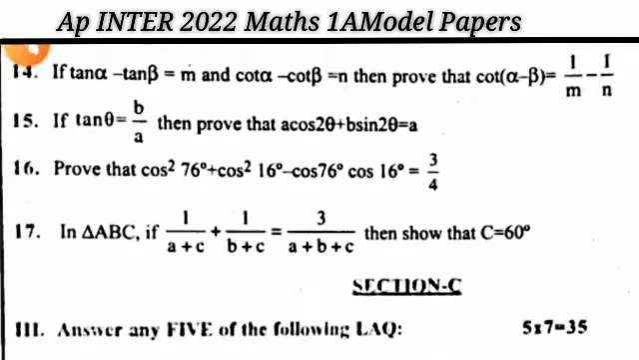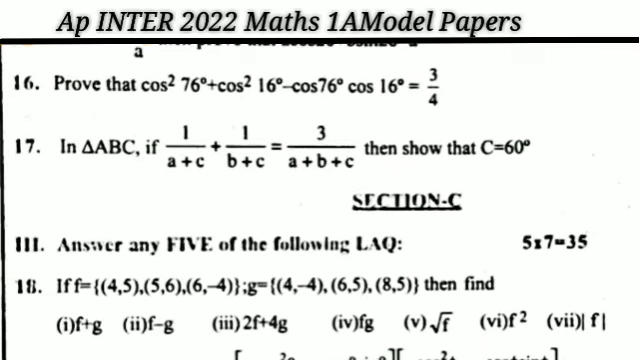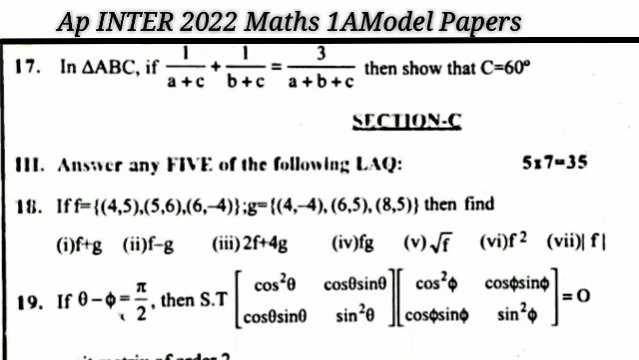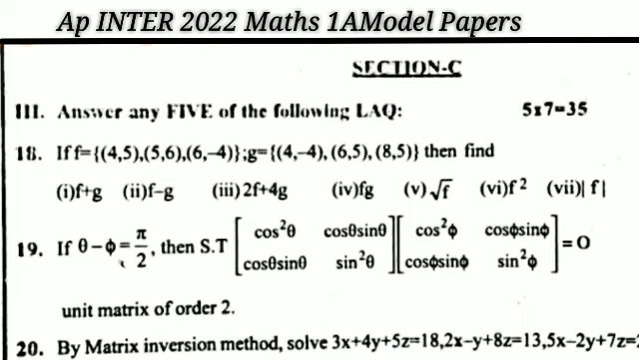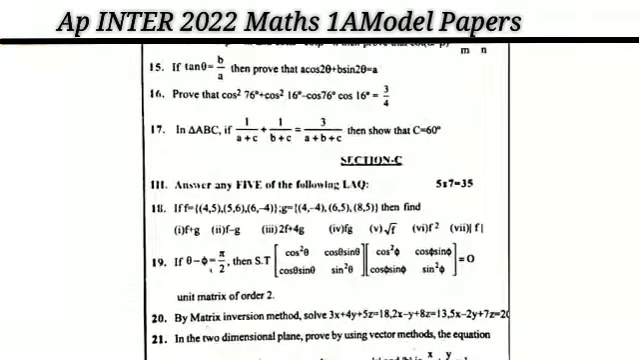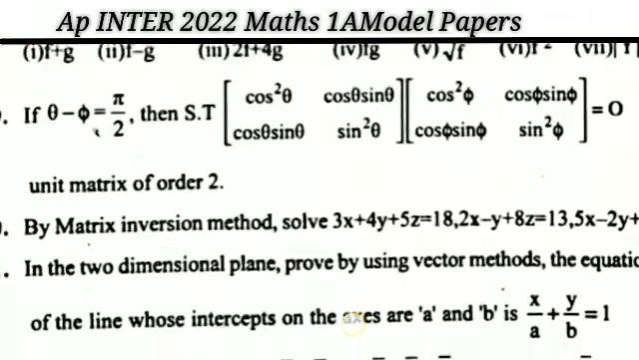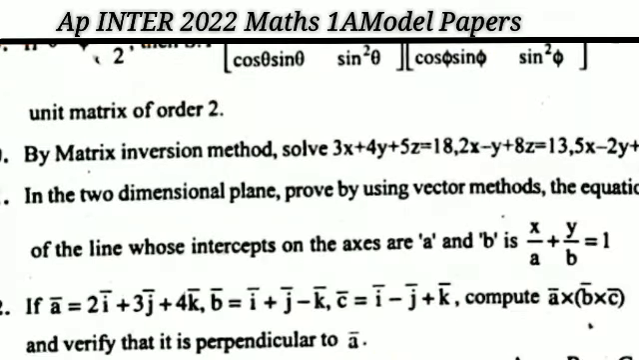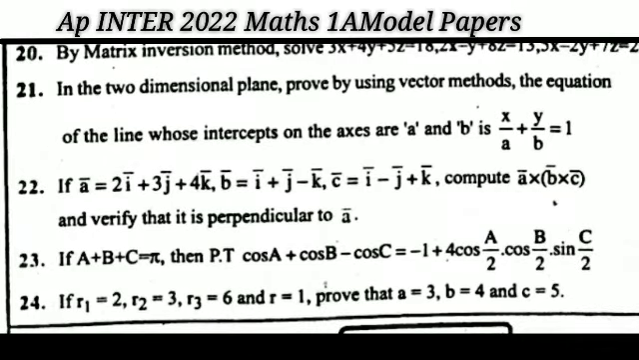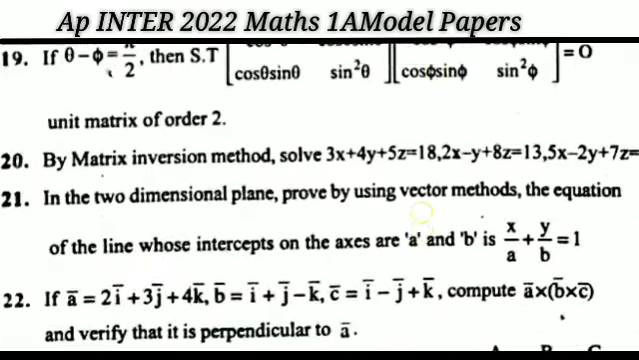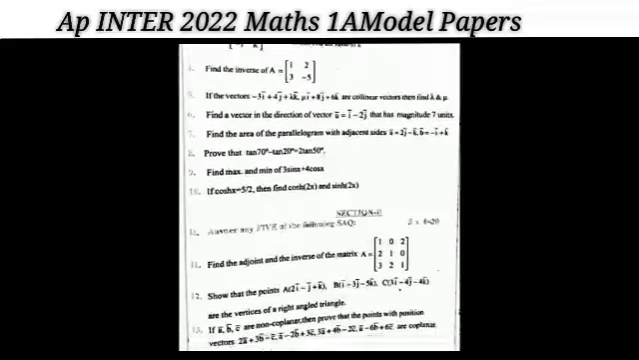14th one, 15th one, 16th one, 17th one. Okay, next 18th question, essay question, the most important essay question. 19th one, this is also most important, sir. 20th one, matrix inversion. Show that the equation of the line. This is 22, 23, 24. This is also most important. All these are most important here. Okay. See the next paper.